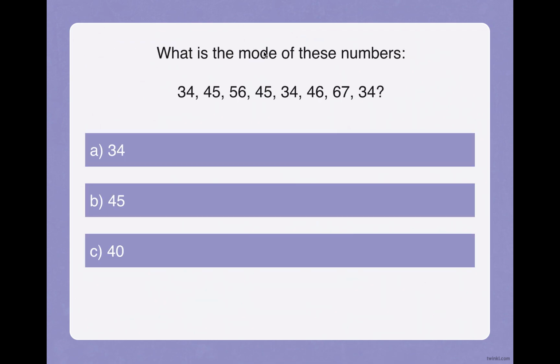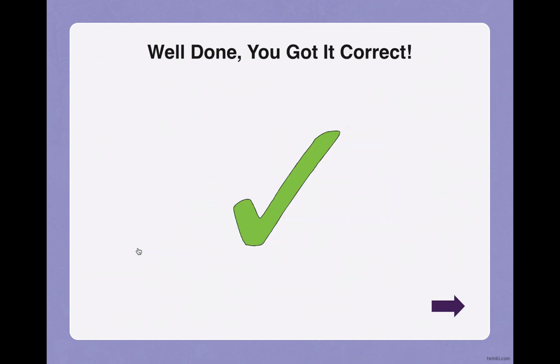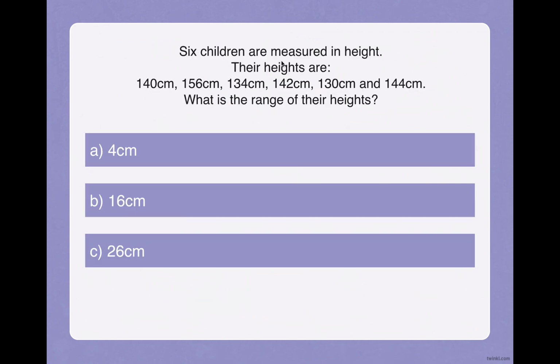Question 5. What is the mode of these numbers? So the number that repeats itself the most. Now, is it 40? Yes, so question 5 was 40. Question 6. 6 children are measured in height. Their heights are 140, 156, 134, 142, 140, 144. What is the range? Okay, so the range is the difference between the highest number and the lowest number.